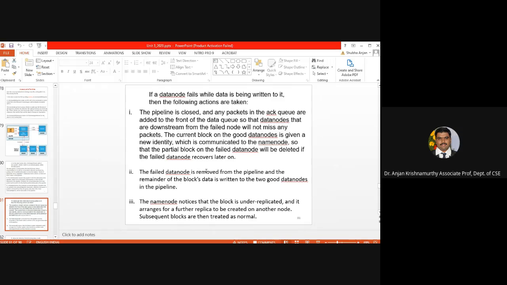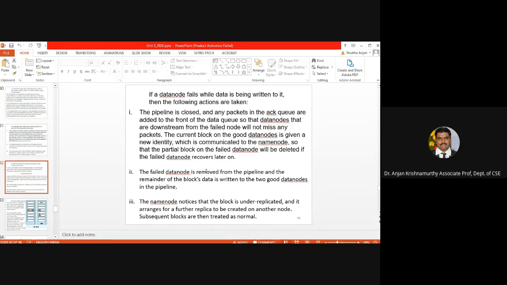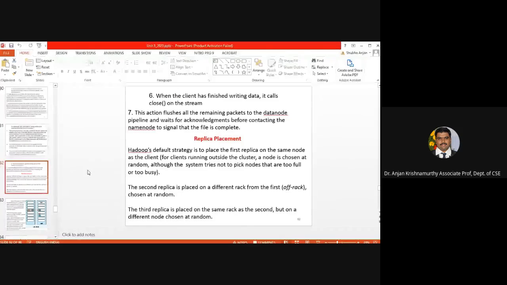Okay, so what is the next thing? After the client closes the system call, the data nodes' pipelines are also closed, and then a signal called the complete signal is generated. The next topic we are dealing with is how replica placement is done, and how the replica strategy is worked out from the same node.